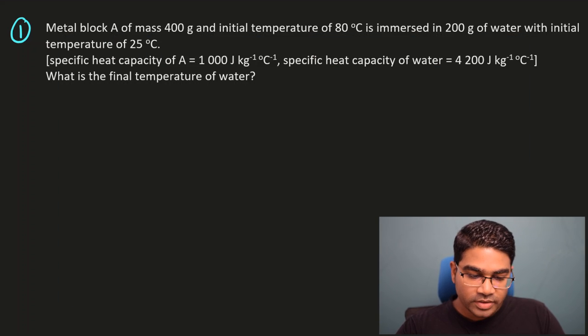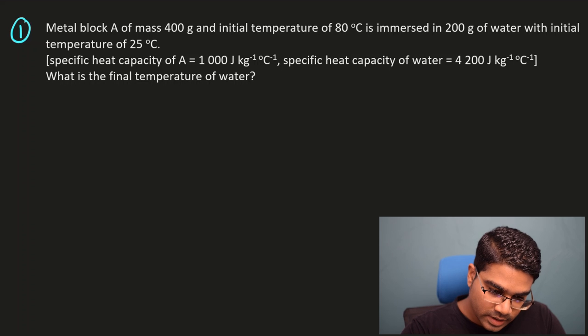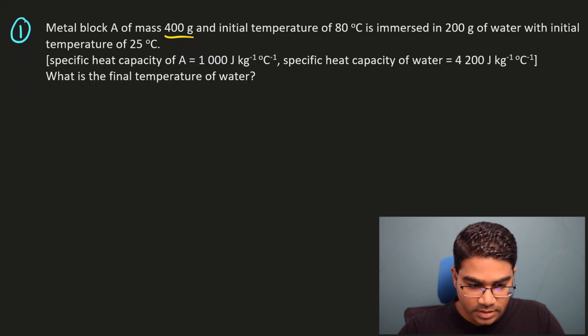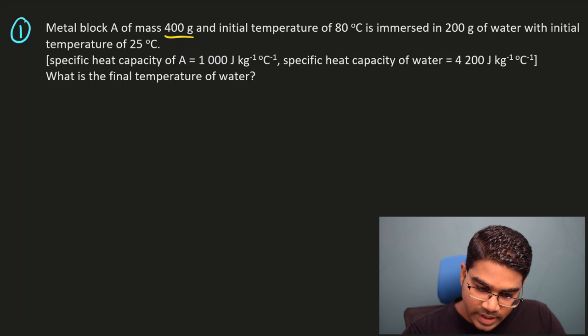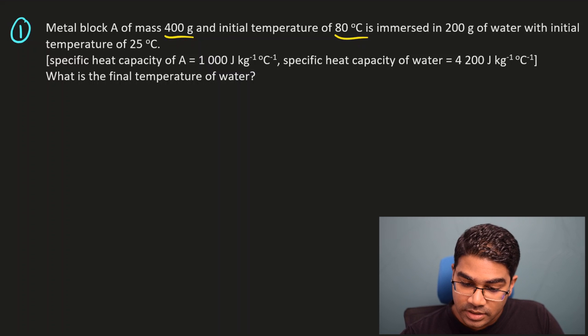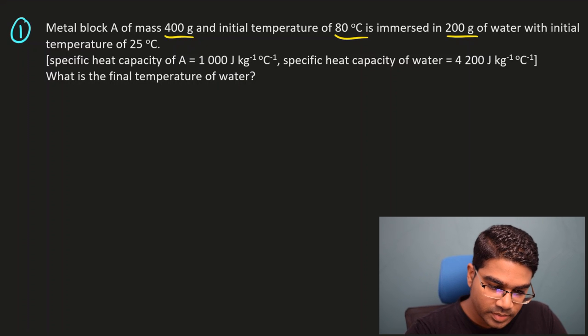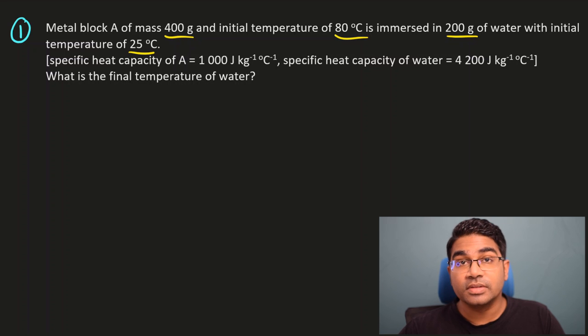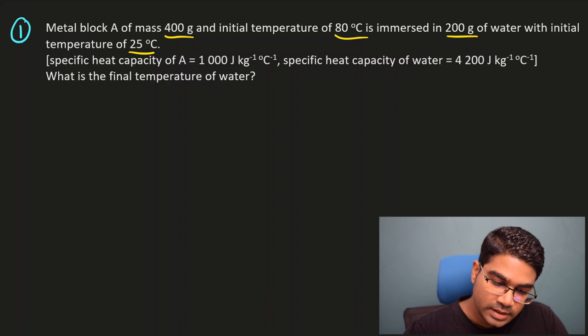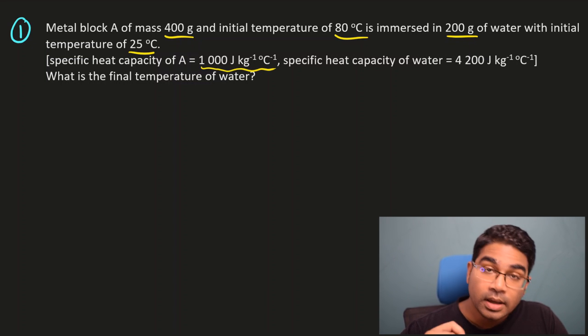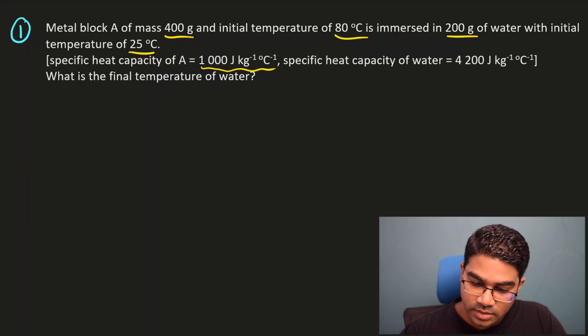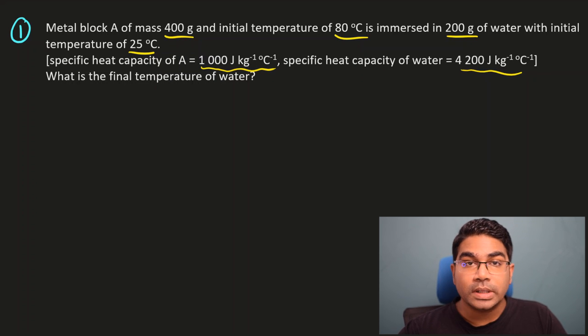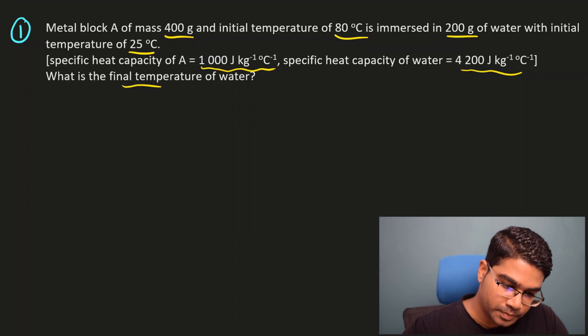Hey guys, let's start with heat. Metal block A of mass 400 grams. Let's just highlight the key factors here. And an initial temperature of 80 degrees Celsius is immersed in 200 grams of water with initial temperature of 25 degrees Celsius. Here we are given the specific heat capacity of A and also the specific heat capacity of water. What is the final temperature of water?